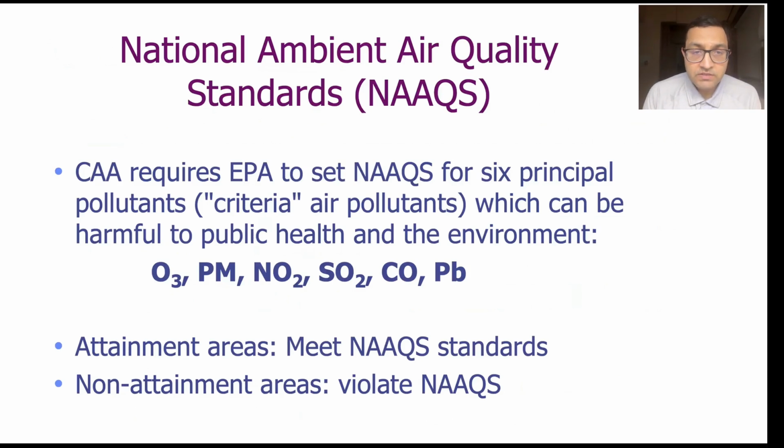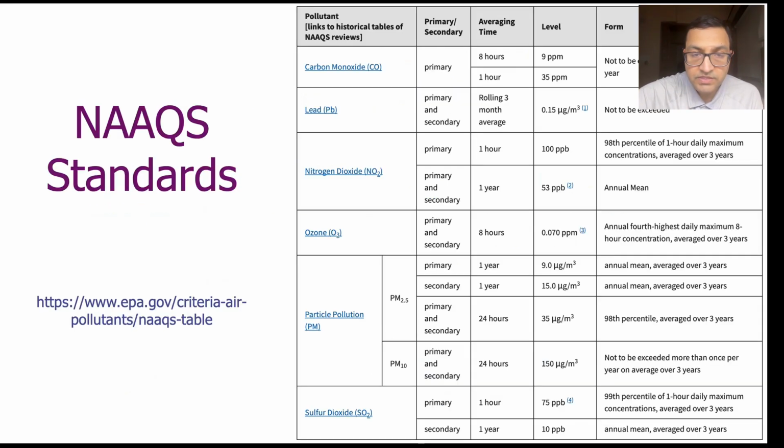National Ambient Air Quality Standards. So the Clean Air Act requires the EPA to set NAAQS, or the National Ambient Air Quality Standards, for 6 principal pollutants, which are also known as the criteria air pollutants, which can be harmful to public health and the environment. And these 6 criteria pollutants are ozone, particulate matter, nitrogen dioxide, sulfur dioxide, carbon monoxide, and lead. And the areas or regions which meet these standards for these 6 criteria pollutants are called attainment areas, and the ones that do not meet these standards are called the non-attainment areas.